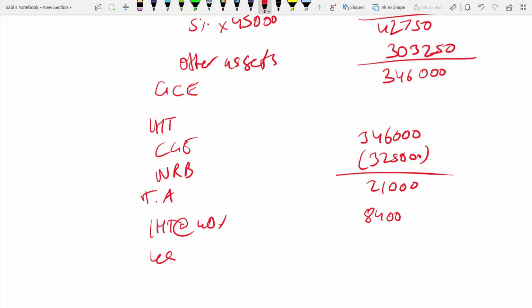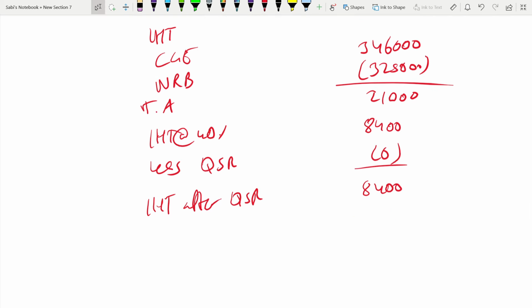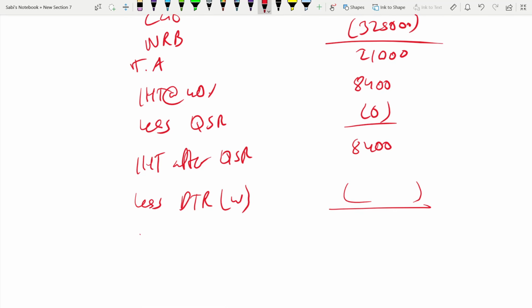Now less QSR. Sometimes you might not have any QSR. In this case, QSR is 0 because they have not mentioned anything about two deaths. Information is not given. So IHT after QSR, even if it is 0 QSR, you have to show 0. It's 8,400. You need this for double tax relief. Now less DTR. There is a working for it because we have DTR. And what you will get is the IHT payable on George's estate.